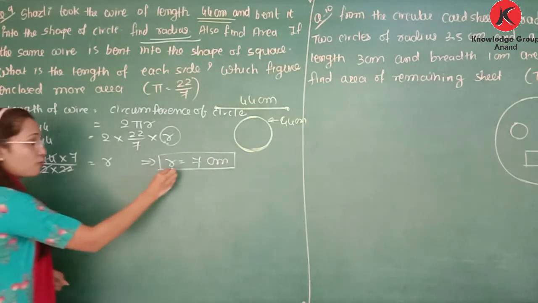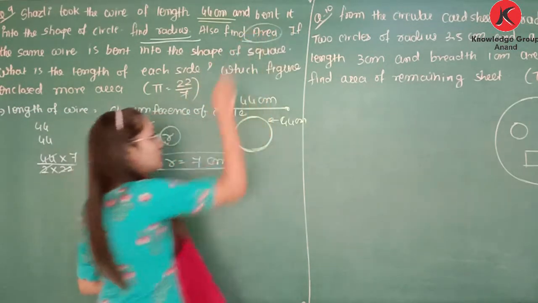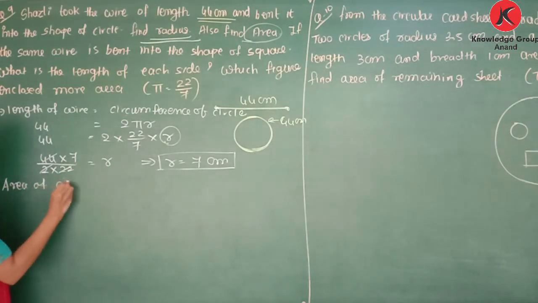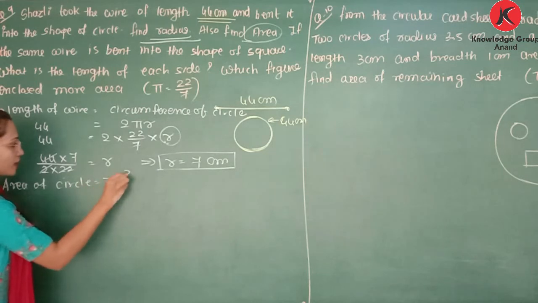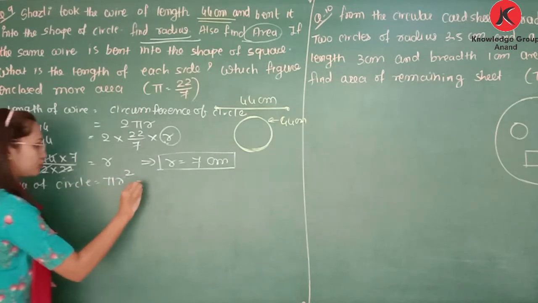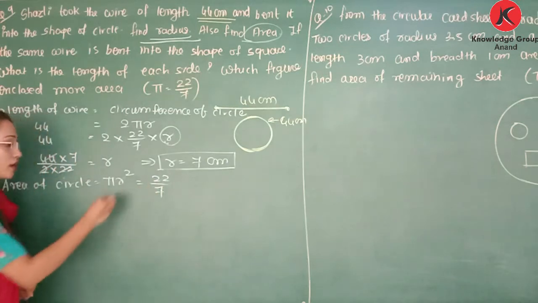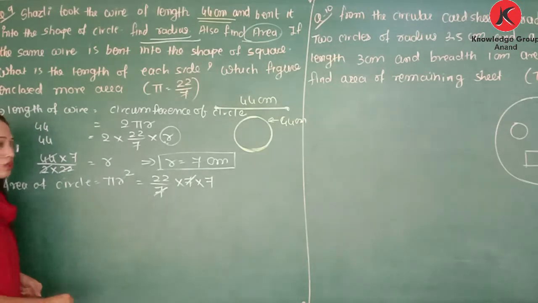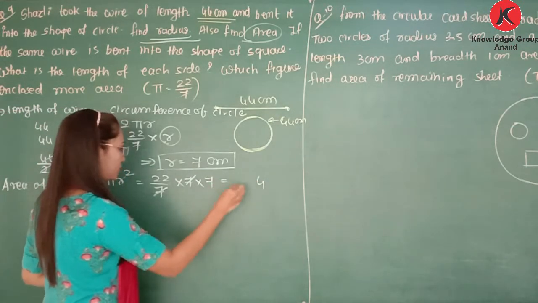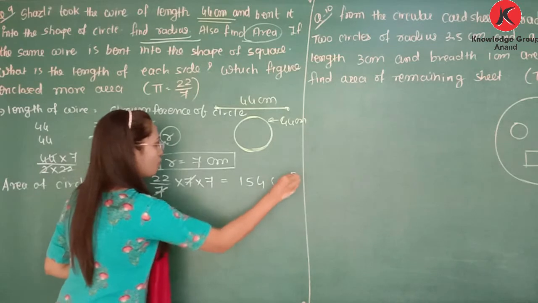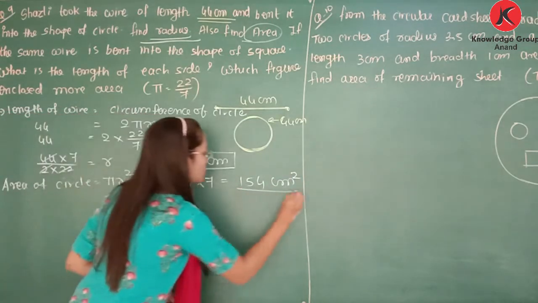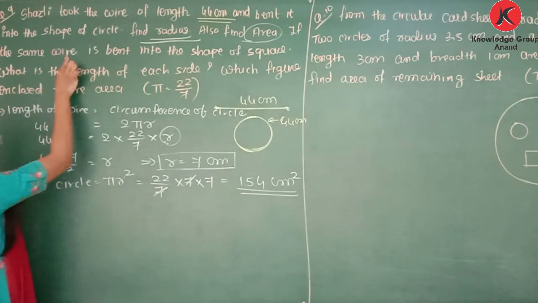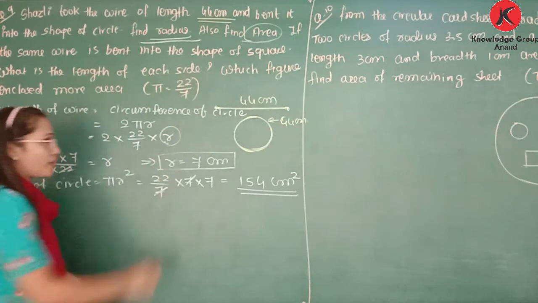Now if we have a value of radius, we can find the area of the circle. Area of circle, that is pi r square. Pi is 22/7. Radius is 7. So we get 7 multiply 7. We can cancel this out. So 154 centimeters square. That is the area of circle. Now next sentence is the same wire is bent into the shape of a square.